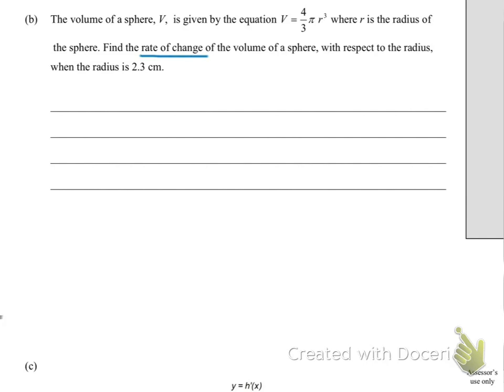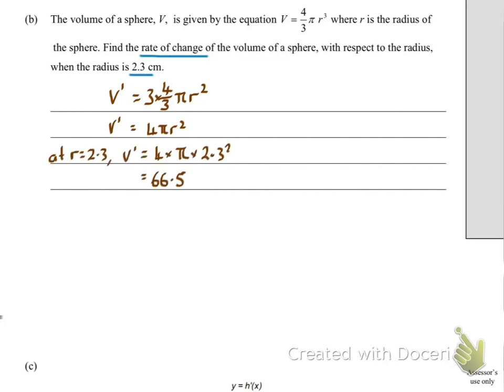Here we want a rate of change for the volume. Rate of change means we're going to differentiate, so you multiply by the power, reduce the power by 1. Tidy it up by cancelling out the 3's, v dash, and then we've got the radius is 2.3, so you just put 2.3 for the radius. Pretty easy question really.